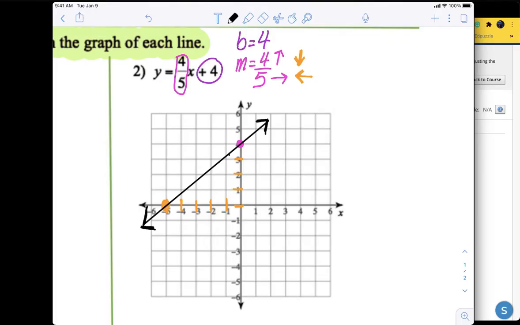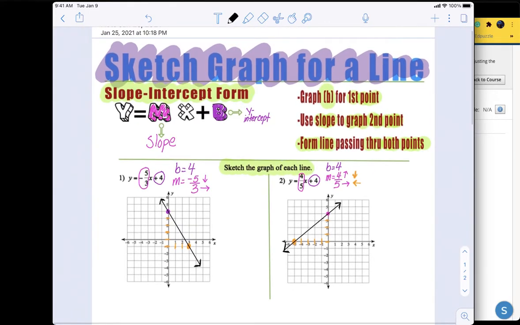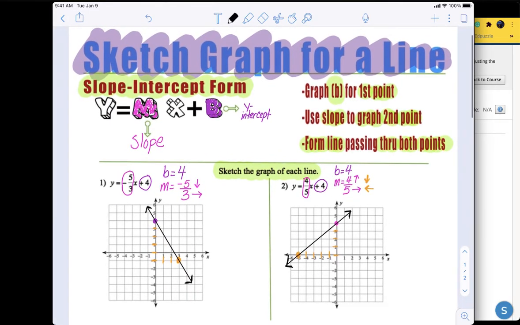Now, I know you're asking yourself, Mister, how am I going to do an assignment like this? I don't have graph paper. I don't want to draw all these lines. I get you. I get you. So I have a solution. And let's take a look.